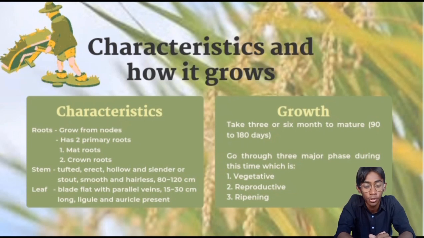The paddy goes through 3 major phases during this time. The first one is vegetative, the germination to panicle initiation phase. The second one is the reproductive, the panicle initiation to flowering phase. And lastly, they go through the ripening phase, which is the flowering to mature green phase. The vegetative phase takes around 60 days to mature, while the reproductive and ripening phases only take 30 days.